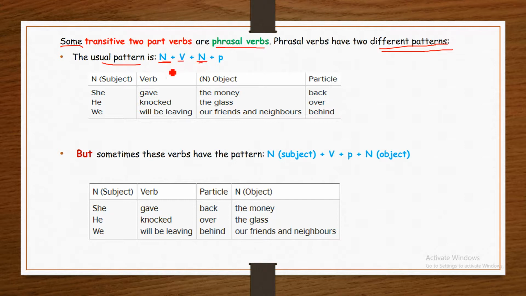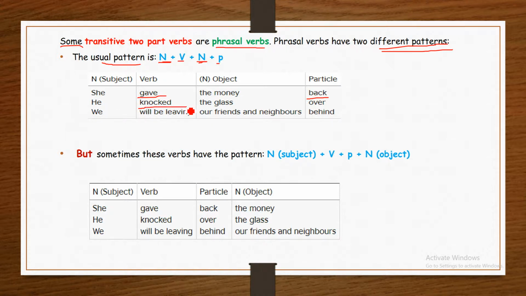It means the first noun is the subject. The second noun is the object plus particle. Subject plus verb plus object plus particle. She gave me the money back. Gave back is the phrasal verb.